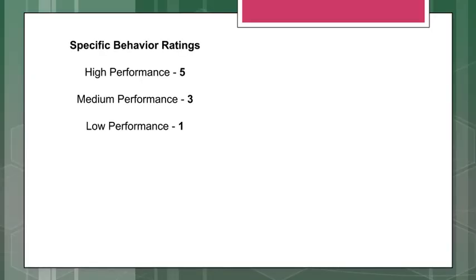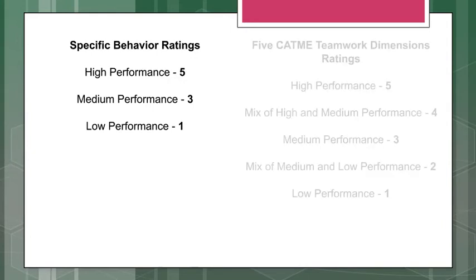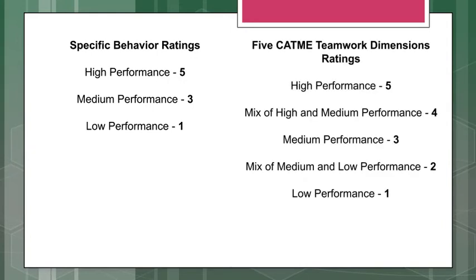Keep in mind, when we are evaluating specific behaviors, we are only interested in considering whether they are high, medium, or low-level performance. That is, giving them ratings of 5, 3, or 1. When we provide ratings for the 5 CATME teamwork dimensions, which are broader categories, then we can combine different levels of specific behavior performance to get ratings of 2 or 4. Therefore, all values put in the rating column should be either a 5, 3, or a 1 based on Robin's performance on the teamwork rating scale.